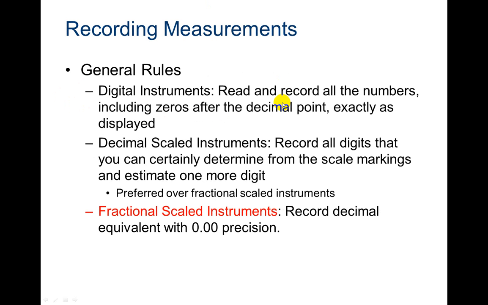Whenever you're recording those measurements, the general rule for a digital instrument is that you read and record all the numbers, including the zeros after the decimal point, exactly as displayed. That is, like I was talking about, a scale. Decimal scaled instruments record all digits that you can certainly determine from the scale markings and estimate one more digit. That would be like a centimeter ruler going down to millimeters, and then you would have that uncertainty right past the millimeter. So maybe it was 2.2 centimeters.